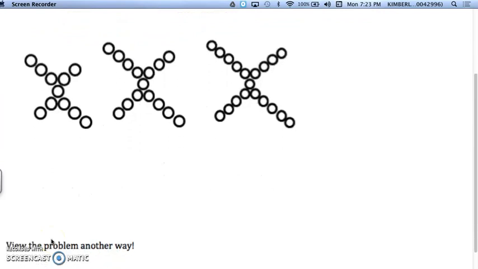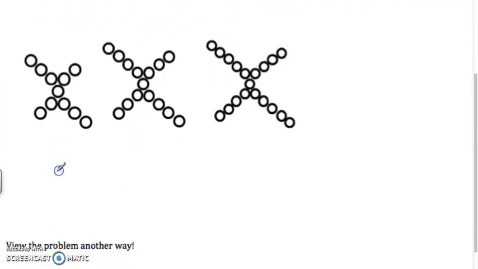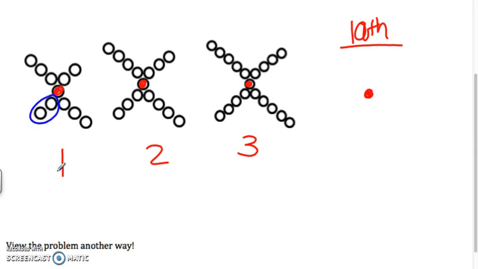So in this first one, this is figure 1, figure 2, and figure 3. One way you can group this image is by seeing that this middle circle is always there, okay? So when we talk about the 100th figure, that middle circle is always going to be there, no matter what figure you're in. The next way I see this is I see a group right here of 2, I see a group of 3, and I see a group of 4.